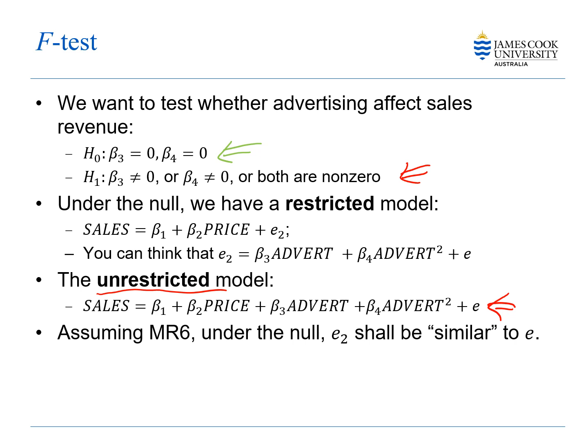We impose the restrictions, we get these restricted models, and I'm writing the error term as E2 now. So we can also think that E2 is equal to beta 3 times advertising plus beta 4 times squared advertising plus the original E. Assuming normal distributions, then under the null, E2 and E should be similar. They should resemble each other.